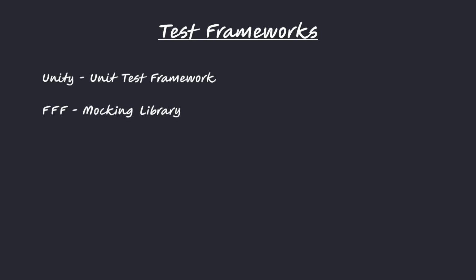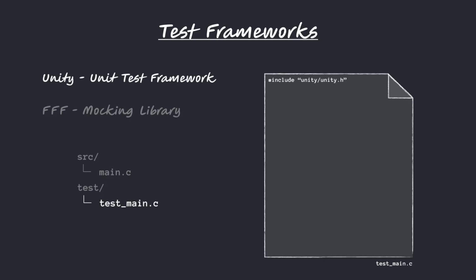And because of that, I'll be using Unity as my unit test library and FFF, the fake function framework, as my mocking library. Unity is pretty straightforward. You define a C file that contains your tests for one of your source files. That C test file contains a main method that calls into each of your test functions. The main method starts with Unity begin and ends with return Unity end. And between those two calls, you list your test functions inside of a run test method.